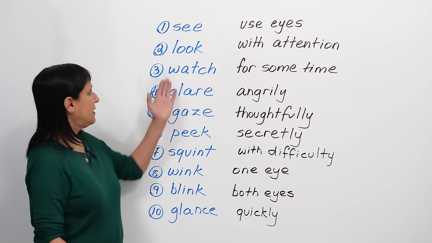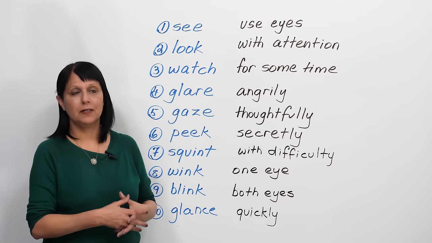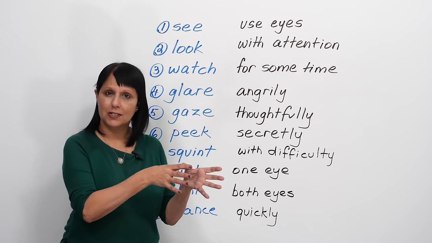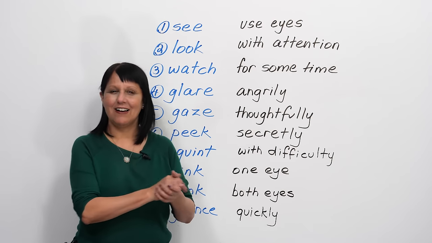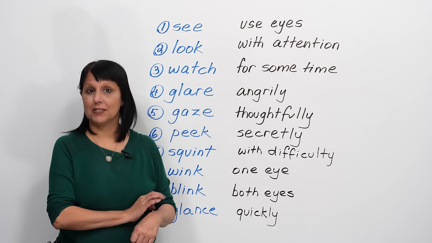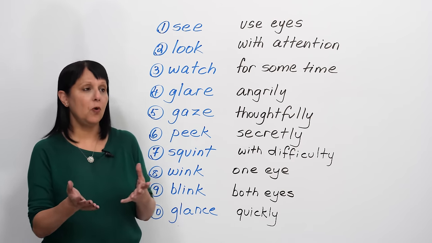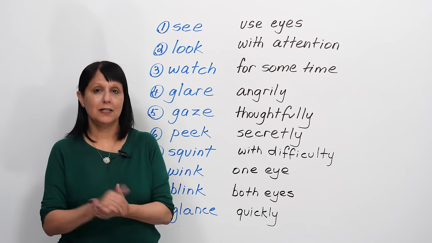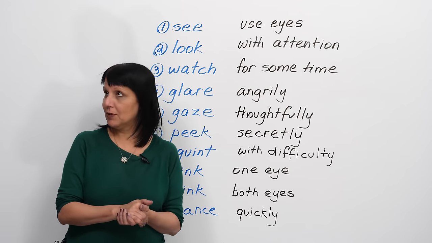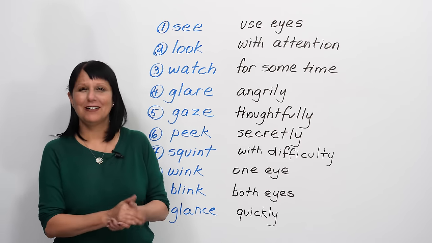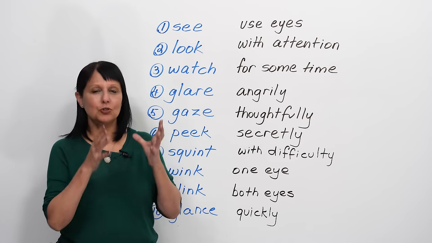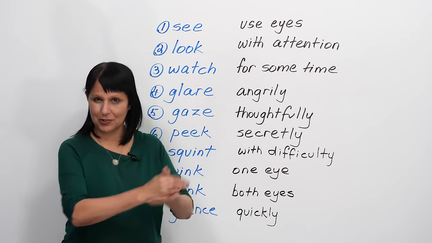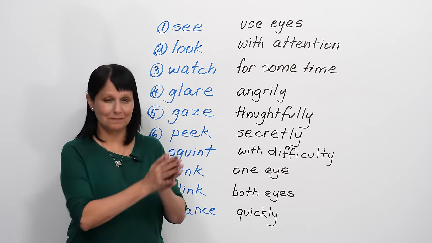To see. The next word is to look. So to look, now we are paying attention to what we see, okay? I looked at my watch to see what the time was, okay? I looked at my watch. Or you might look at an attractive man or an attractive woman, and sometimes your partner might say, why are you looking at her? Why are you looking at him? Okay? Or something like that. So to look means to see, but to see with attention, to pay attention to what you're seeing. All right? That's to look.